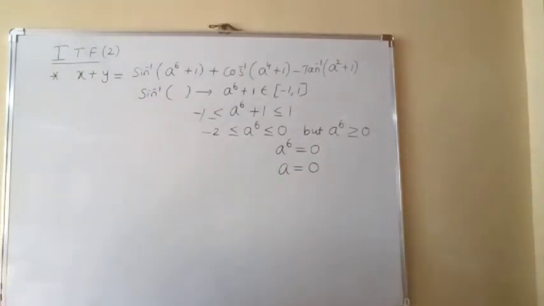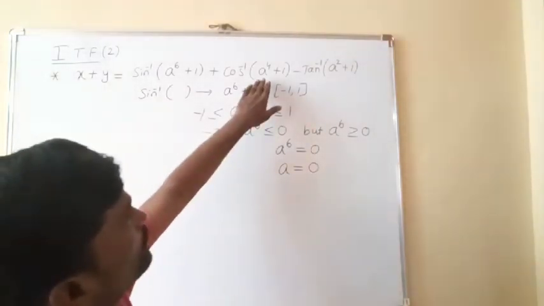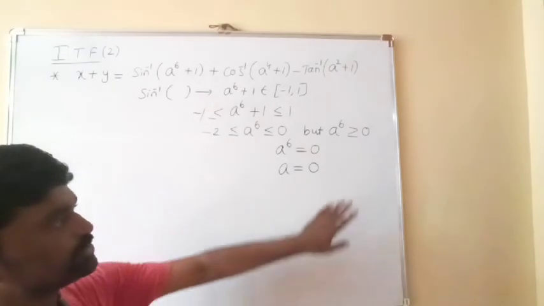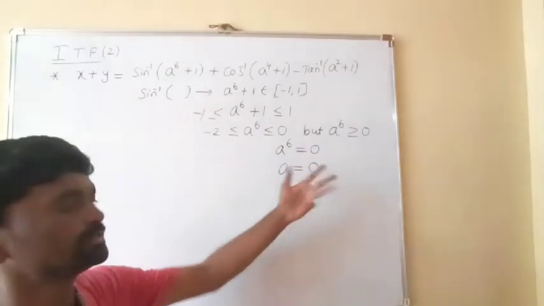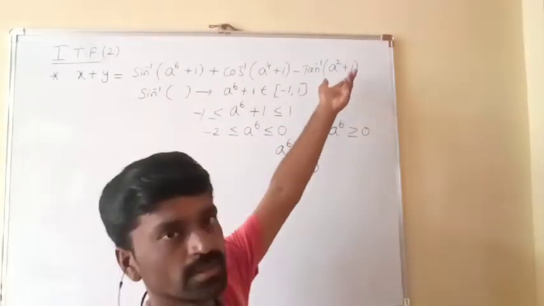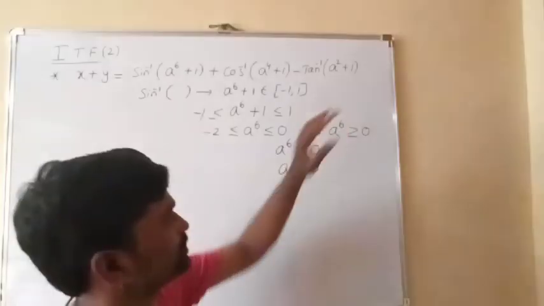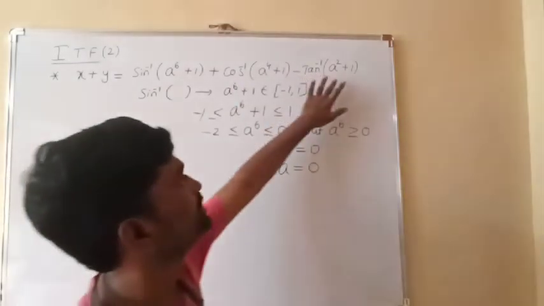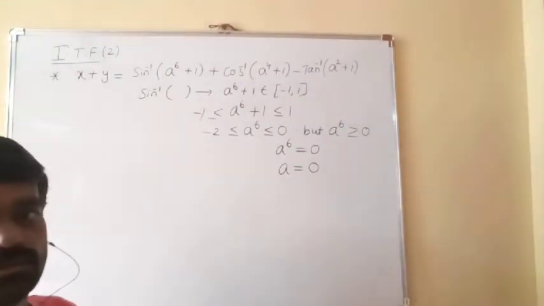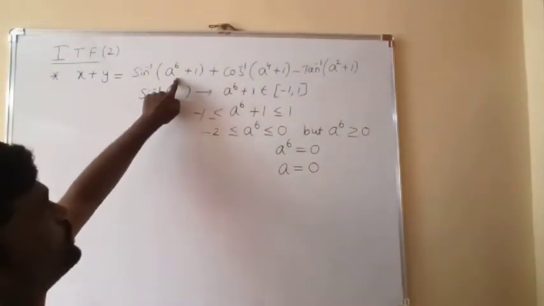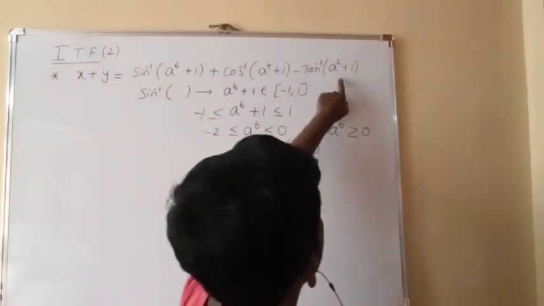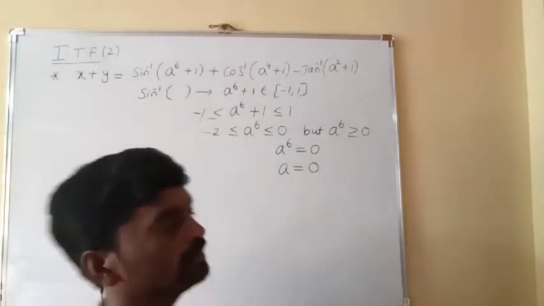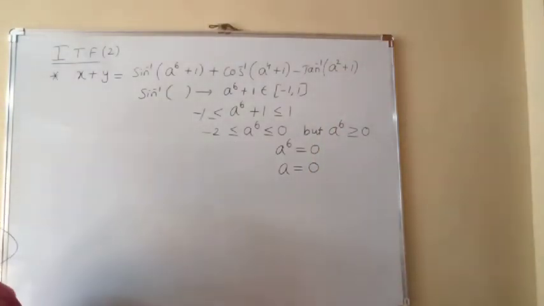Even for cos inverse to be defined, a power 4 plus 1 must lie between minus 1 and 1. The same situation: a power 4 is 0, a is equal to 0. And tan inverse of anything is defined. In this case a may be any real number, because tan inverse of any real number is defined. But in all three cases, what is the common value of a? 0.